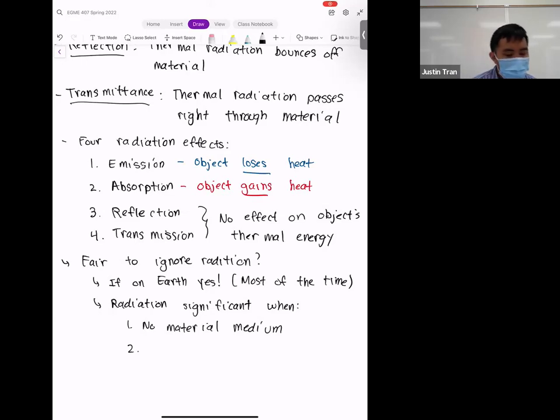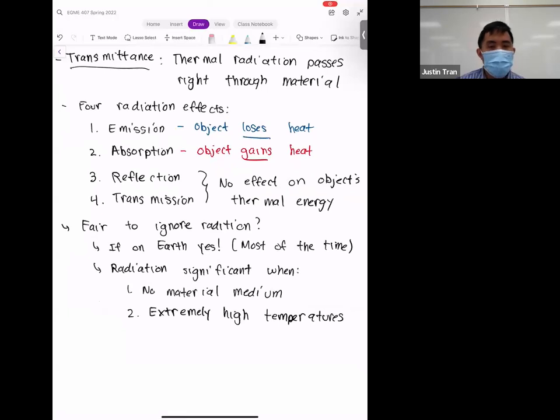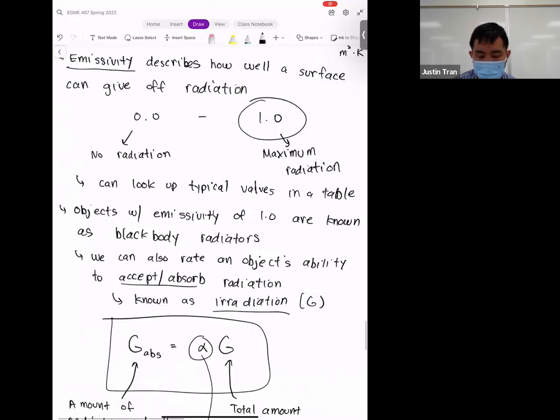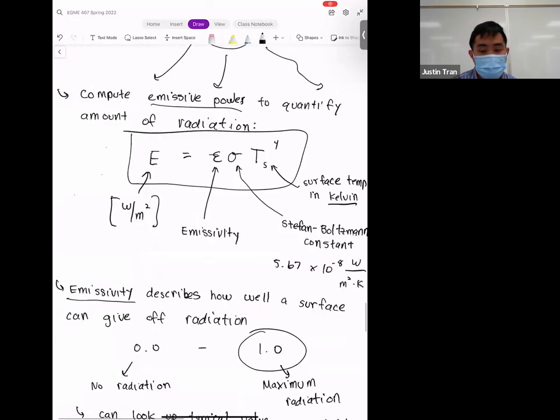Number two, probably the most real Earth situation where you have to consider radiation is when you have extremely high temperatures. So you're talking about things like power applications, things like high temperature forging. And the reason for this is, if you go back to our formula for emissive power, we have the surface temperature to the fourth power.